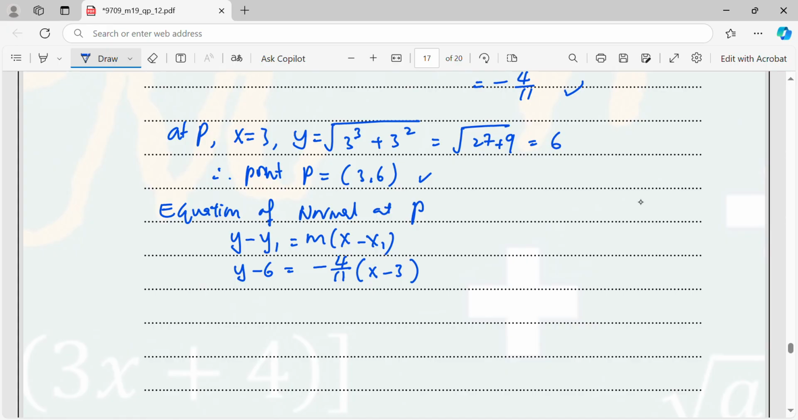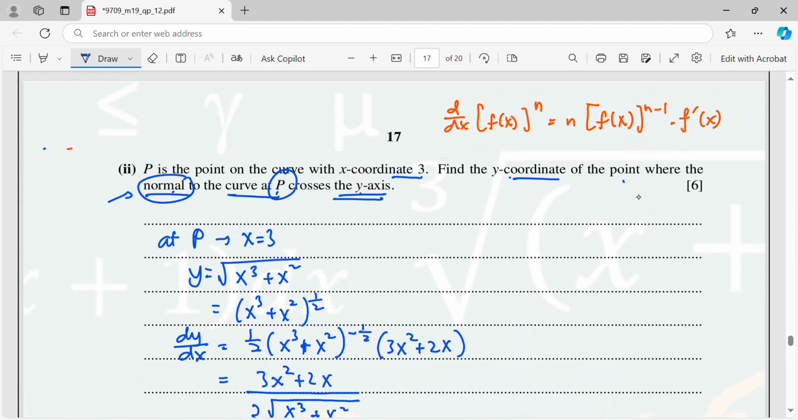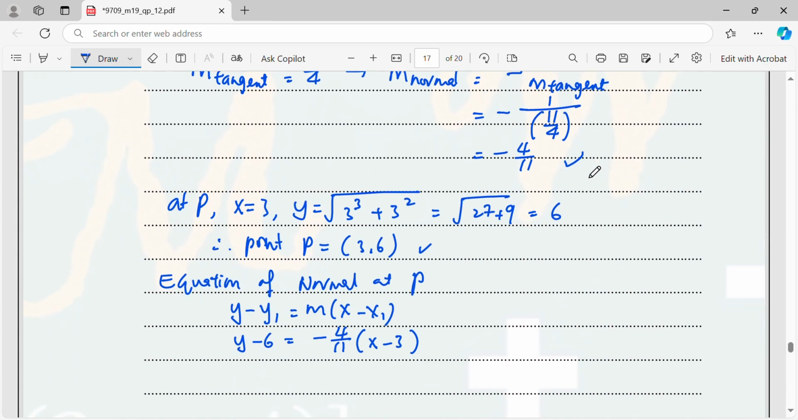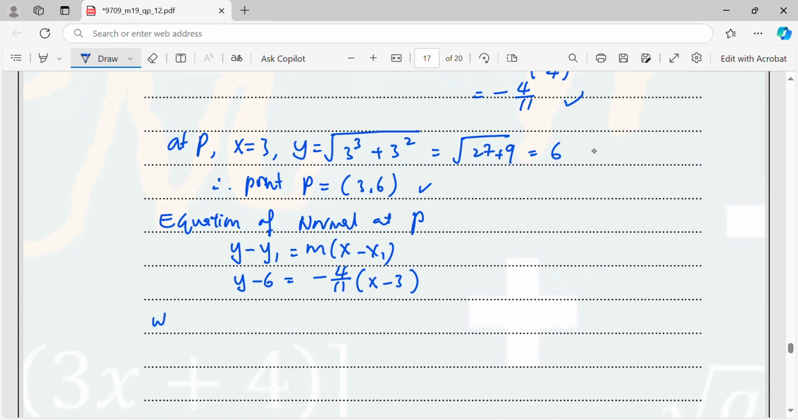Okay, so now no need to simplify, because the question is asking for the y coordinate when the normal crosses the y-axis. When it crosses the y-axis, that means x equals 0. So I will substitute x equals 0 into my first equation.